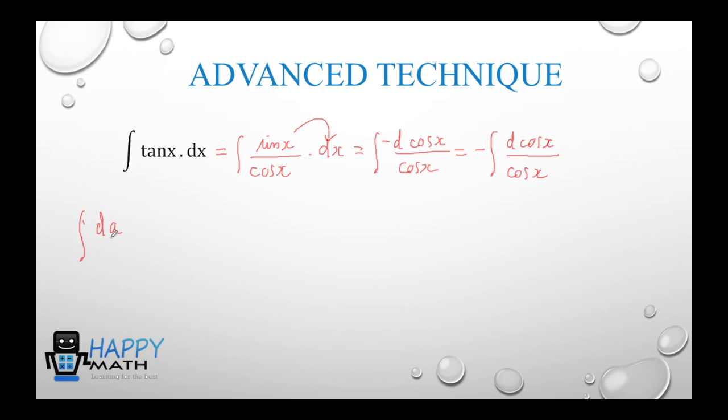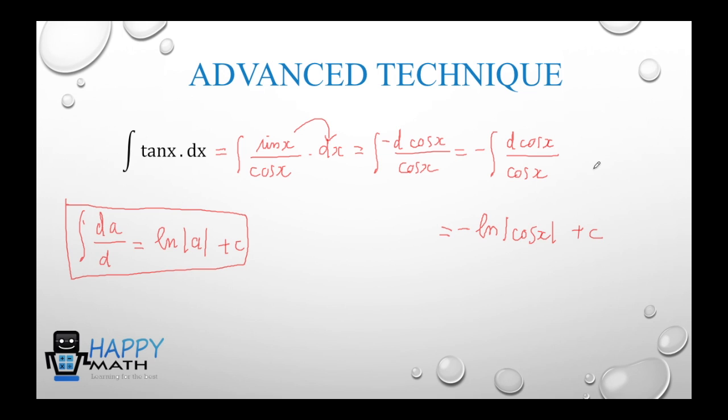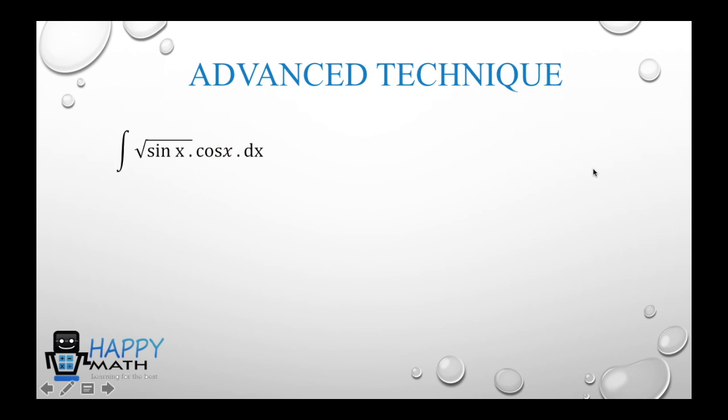Integration of dA divided by A becomes the natural log of the absolute value of A plus c. So the function in this specific case is cos x. So the final result of this one is ln absolute value cos x plus c. Okay. This is quite easy for you.